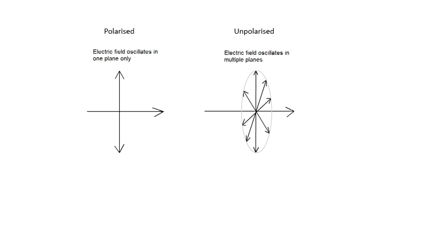For example, vertically. I'm not bothered about the magnetic field, just the electric field. If it's unpolarized, then the electric field oscillates in multiple planes. Some of it is vertical, some of it is horizontal. Okay, so it has vertical and horizontal components. So the electric field is all over the place. Okay, so learn those definitions. This is what we mean by polarized and unpolarized.